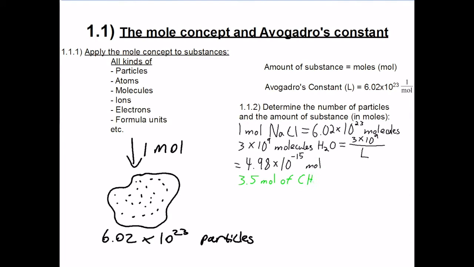Okay, and the third example is if you have 3.5 moles of CH3OH, methanol, that will be equal to 3.5 moles times Avogadro's constant, which will then be equal to 21.07 times 10 to the power of 23.